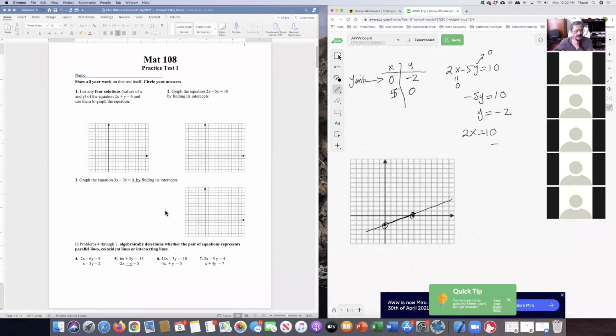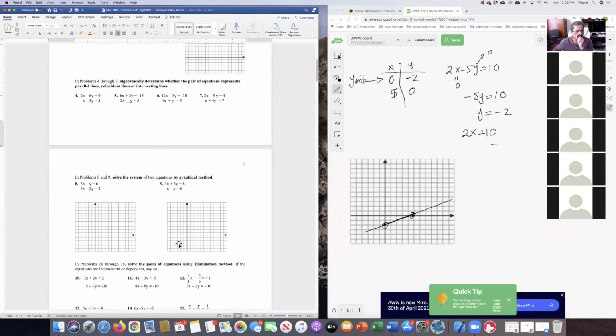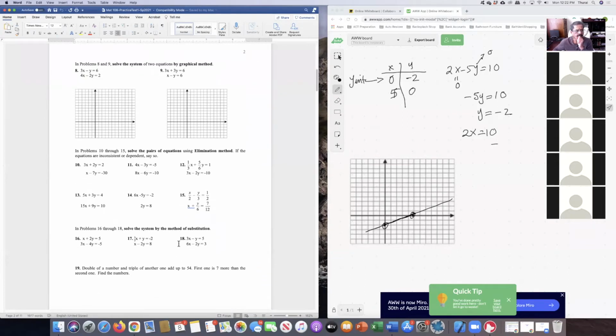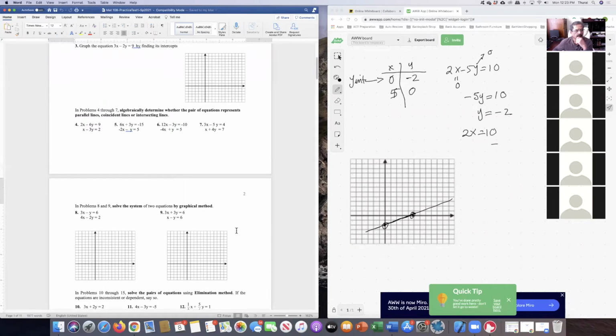Okay, anything else from page 1? Okay, moving to page 2. Oh, I had a problem with number 7, trying to find if it was intersecting or parallel. I was looking back at our notes, and the only thing I don't have is how to find the intersecting. I got the coincidental and the parallel part, but the intersecting I had a problem with.